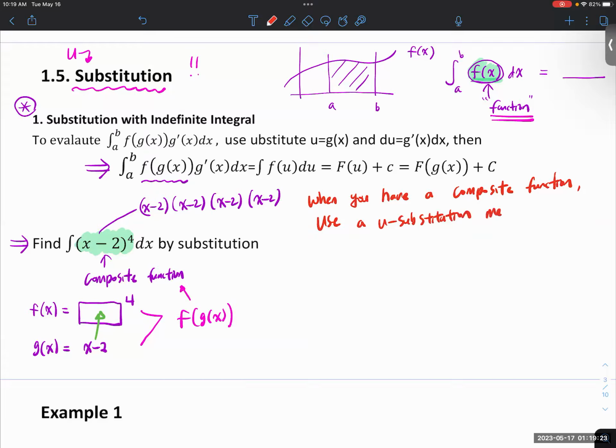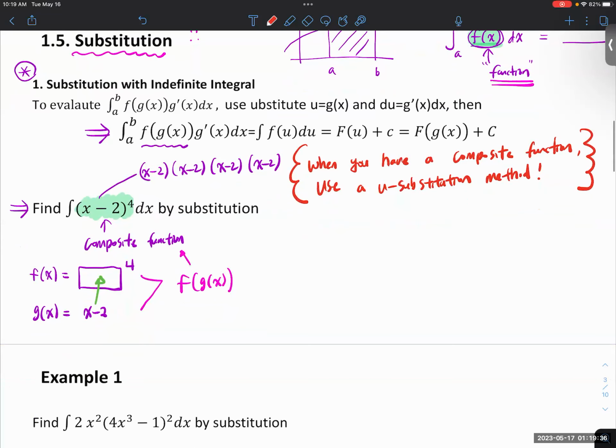So this is a very, very important technique. This is one of the important integral techniques. We're going to take a look at the following question one more time. So here, I found that the g function, x minus 2, is my inside function, my sub function. So you say let u equal x minus 2. This is how we call the u substitution method.